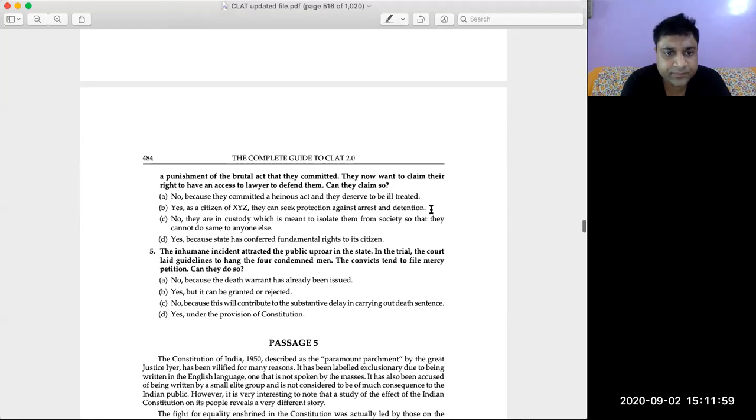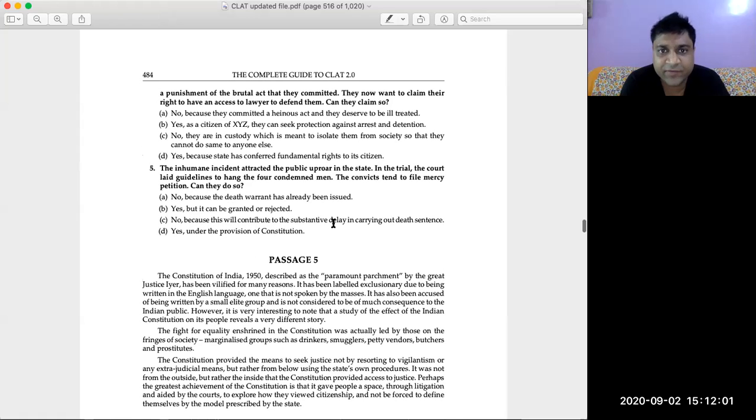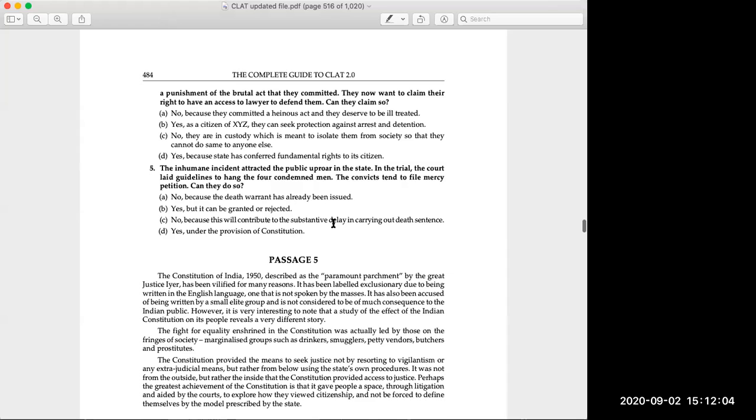Okay. Next, question number 5. The inhuman incident attracted the public uproar in the state. In the trial, the court laid guidelines to hang the 4 condemned men. The convicts tend to file a mercy petition. Can they do so? Sir, according to me, the answer is B. They can file a mercy petition, but it can be granted or rejected, as it is written in the Article 161, as mentioned in the passage.